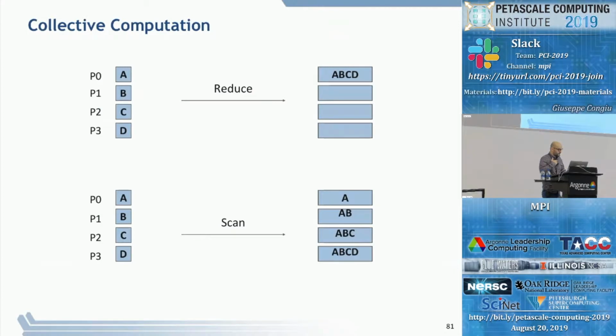For collective computation, we have the reduce operation that, as I told you in the second slide of the presentation, combines the data from all the processes in the communicator and returns the result of the operation to one of the processes, the root process. Scan is similar to reduce, the difference being that it is a prefix reduce. This means that if I have a process with index I and I issue a scan, that process I will get the reduction of all the processes from zero up to I included. There is also an exclusive scan operation, in which the process with index I gets the result of the reduction of all the processes from zero to I minus one.